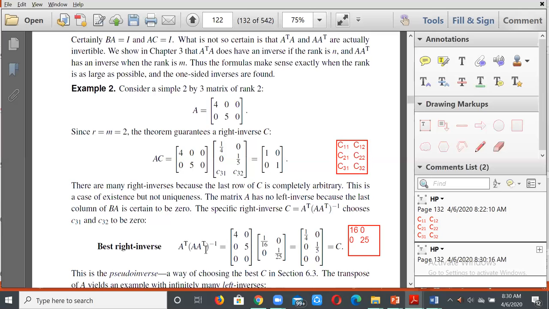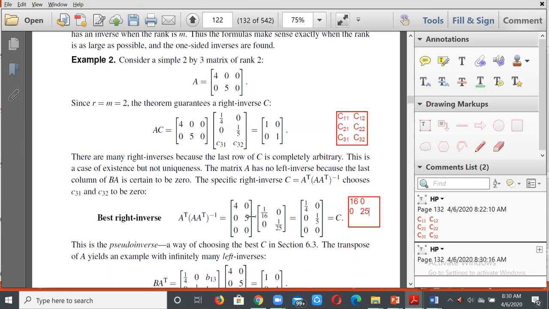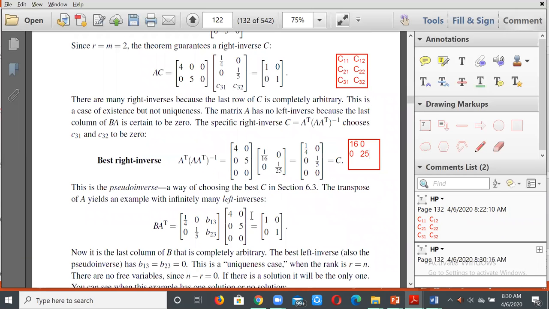Then we take the inverse of A A transpose, and the inverse of this will give us this value. Once we do that, we can multiply these two and we get this value, wherein you can see very clearly that C31 and C32 have become 0, 0. So this is the way to find the best right inverse.